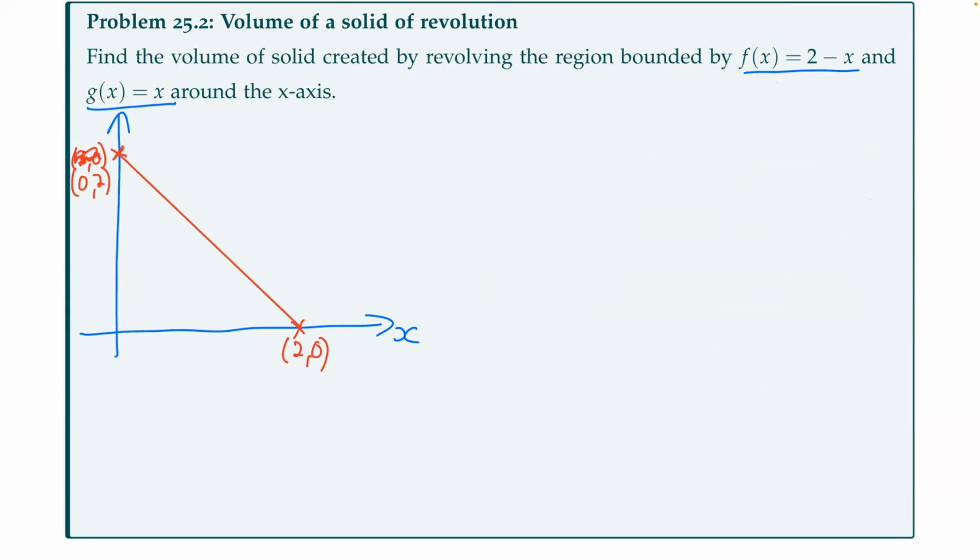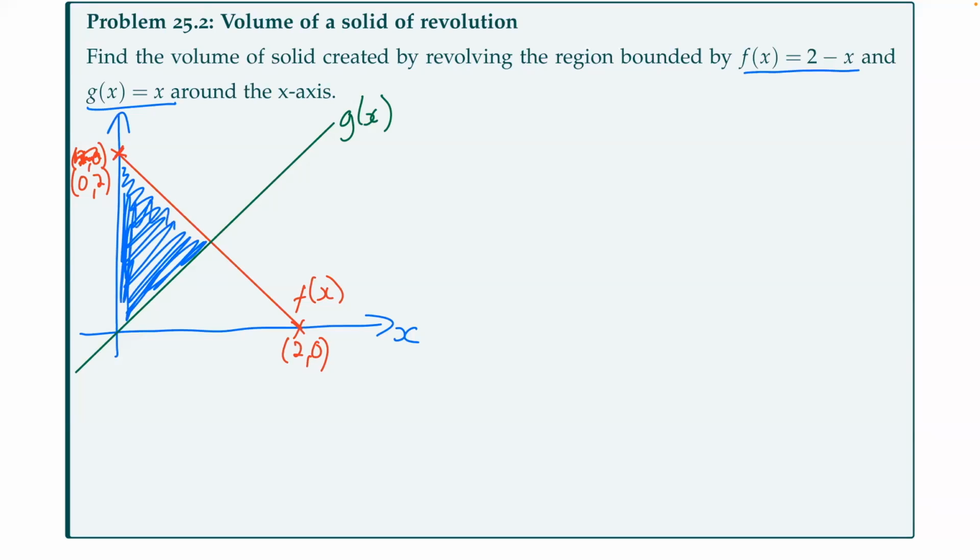And our other curve, or our line in this case, is g of x is equal to x. So this is just the line y is equal to x. So that looks like this. So this is my g of x. This is my f of x. Okay, so we're told that we want to create a volume which is bounded by these curves. So the region bounded by these curves here is going to be this region that I've shaded here.